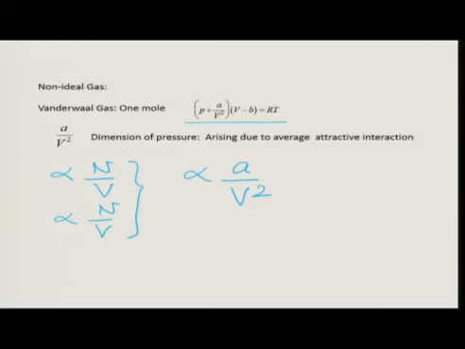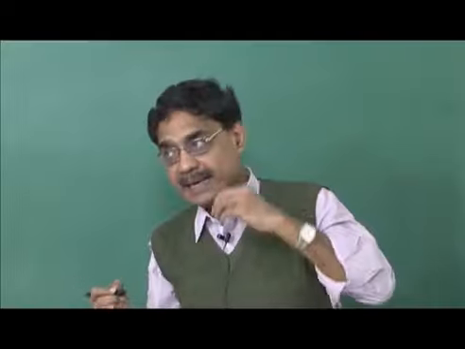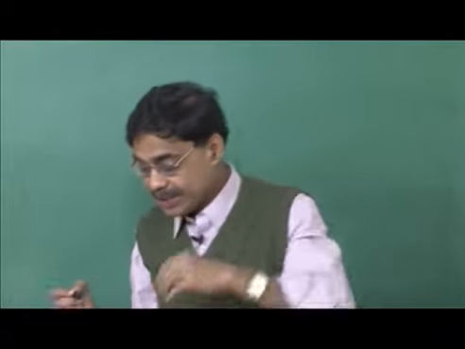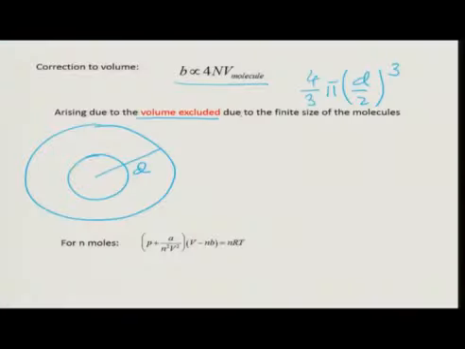P plus A by V squared, the correction to pressure due to average attractive interaction. B, the correction to volume because the entire volume is not accessible to the molecule. Each molecule has a finite size, hence a finite amount of volume will be excluded for any molecule I have in consideration, and then this B will be naturally proportional to the number of molecules I have in the container and the volume of each molecule. Okay? That explains the origin of A and B.